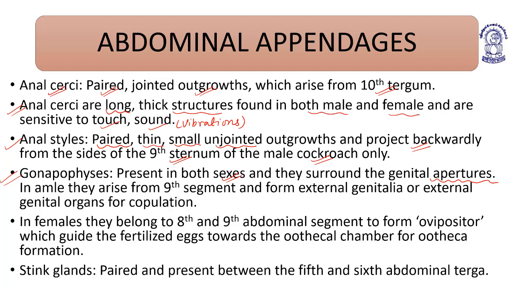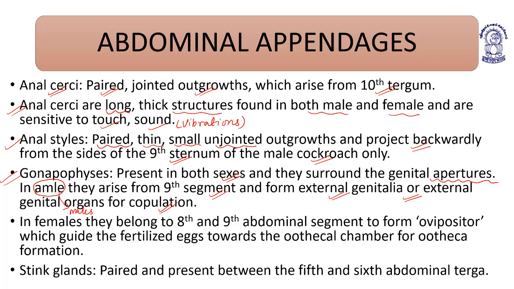In males, please rectify this spelling. It is basically males. In males, gonapophyses or phallomeres arise from the ninth segment and form the external genitalia, or external genital organs, for copulation.